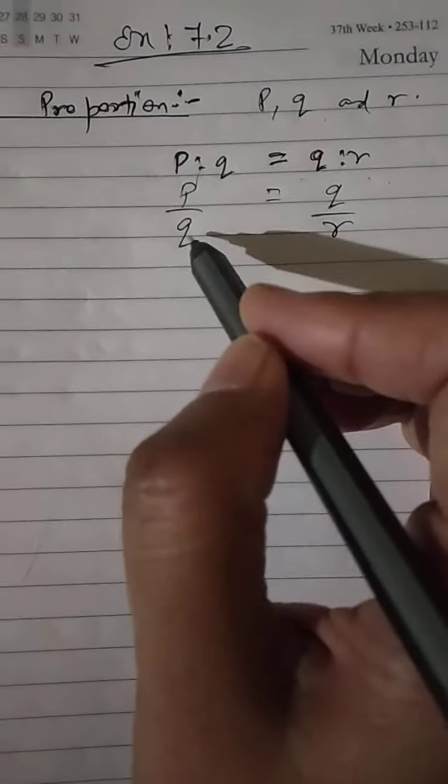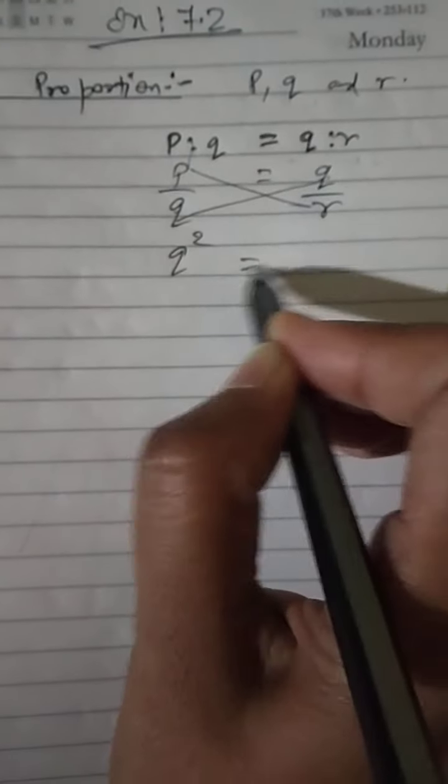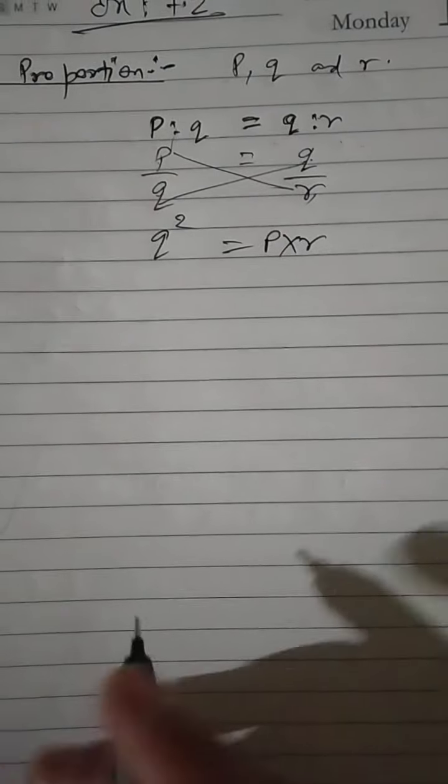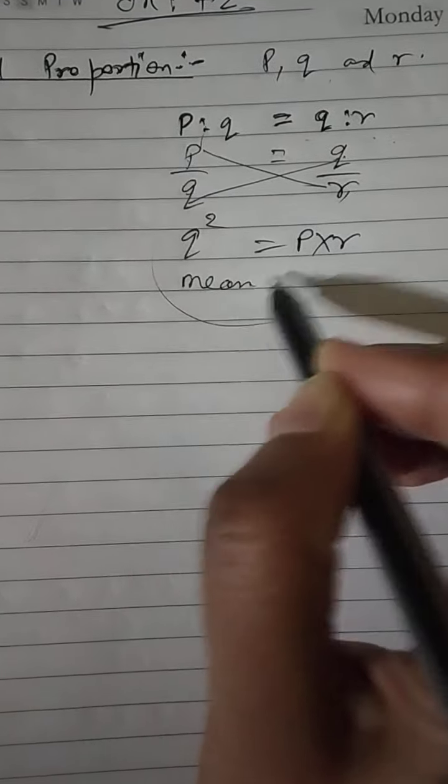If you cross multiply, Q into Q will be equal to Q square and P into R will be equal to P into R. So we can write it in this manner also by making the cross product. Here Q is common for both, so Q is called the mean proportion.